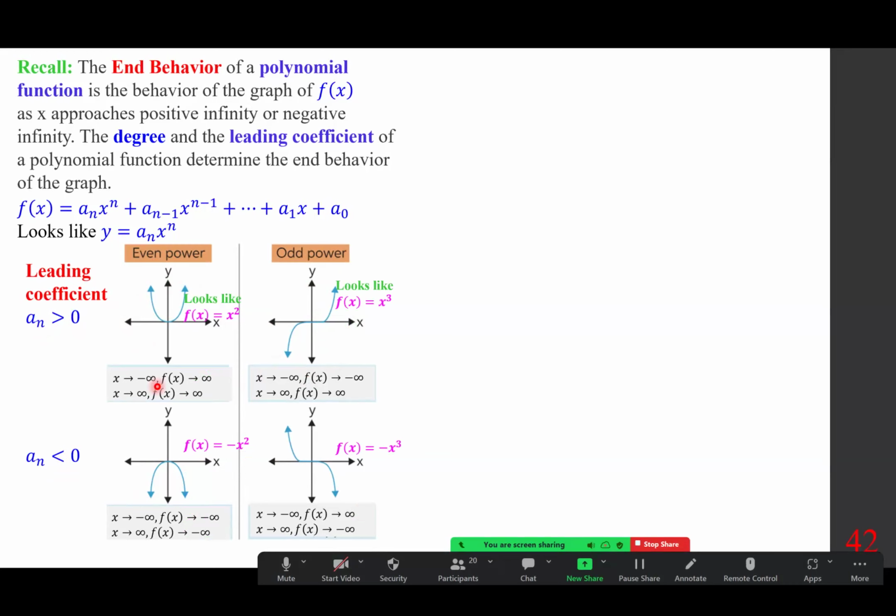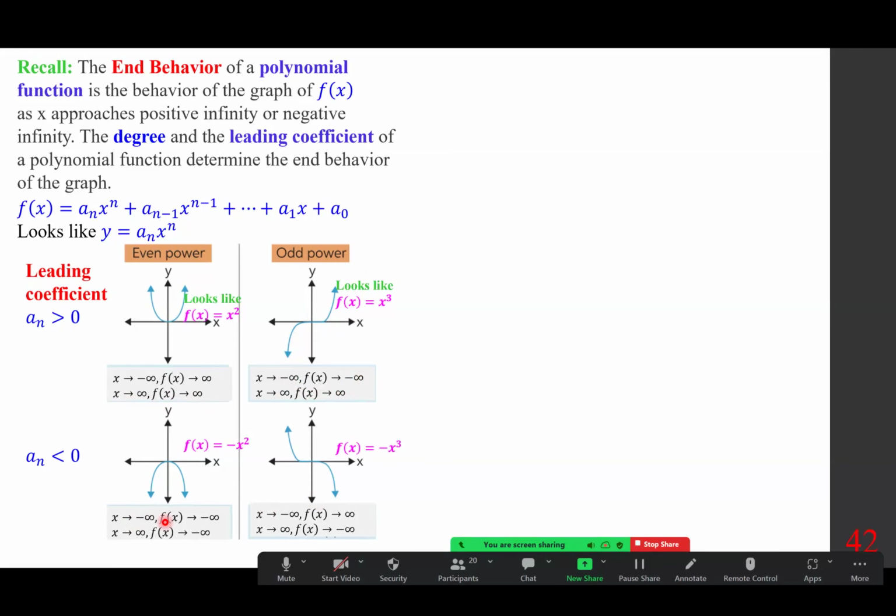And when we say x goes to negative infinity, f of x goes to infinity, that's the second quadrant. When x goes to infinity, f of x goes to infinity, that's the first quadrant. This one, negative goes to negative, positive goes to positive infinity, first and third quadrant. And the rest of it, just to remind you of the end behavior.